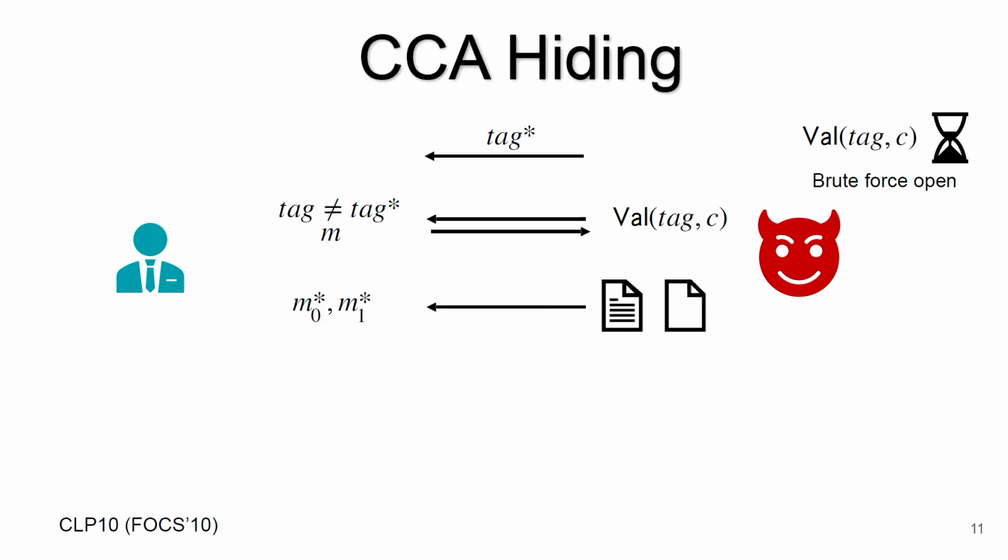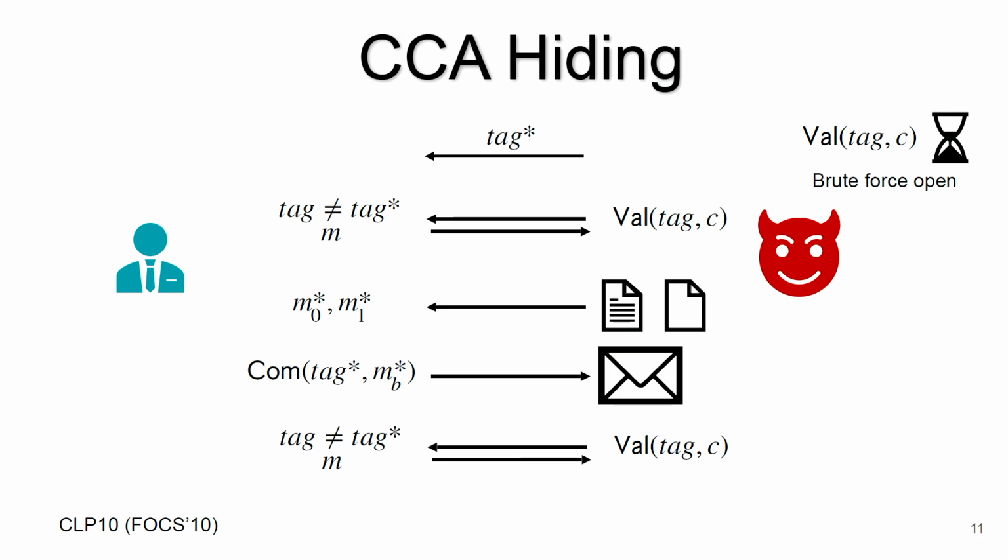And then the adversary sends 2 messages, m*0 and m*1, gets a commitment on one of them, and again makes oracle queries, and in the end, the adversary wins the game if it is able to guess correctly. So it's the classic CCA experiment game.